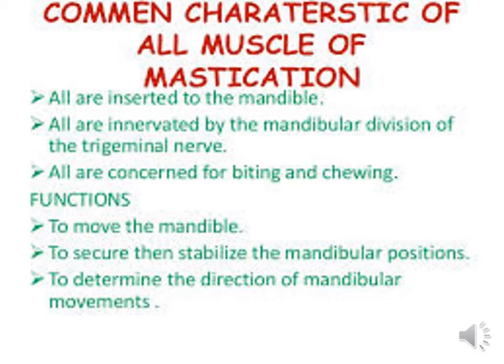The common characteristic features of all muscles of mastication: all are inserted to the mandible, all are innervated by the mandibular division of the trigeminal nerve, and all are concerned with biting and chewing. Their function is to move the mandible, to secure and stabilize the mandibular position, and to determine the direction of mandibular movement. This is for all muscles of mastication.